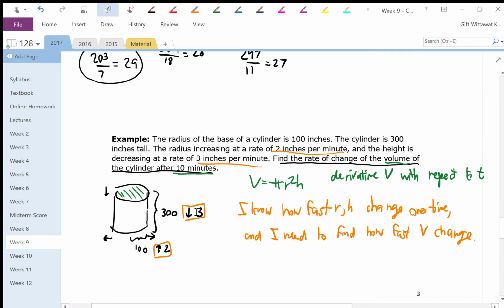I knew how fast r and h change over time because my r is increasing by 2, my h is decreasing by 3 for each minute. And then I need to find how fast V changes over time. So it seems like I can somehow take the derivative of this guy with respect to t, then I would be able to find dV/dt because I know dr/dt and dh/dt. And that's exactly what I'm gonna do.